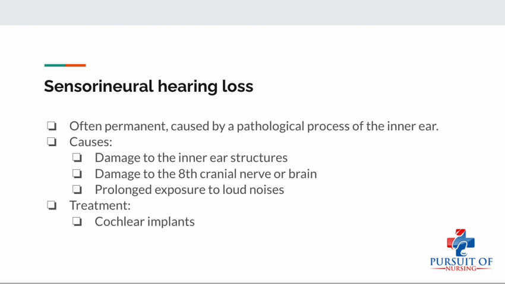Cochlear implants are like a small computer that helps convert the sound waves into electrical impulses. It makes the sounds clearer, versus hearing aids, which only make the sounds louder. A patient can have mixed hearing loss, which is a combination of conductive and sensorineural hearing loss. Definitely know the differences for the NCLEX.